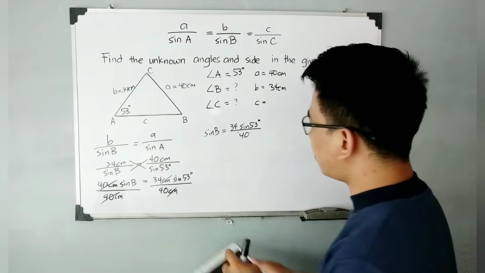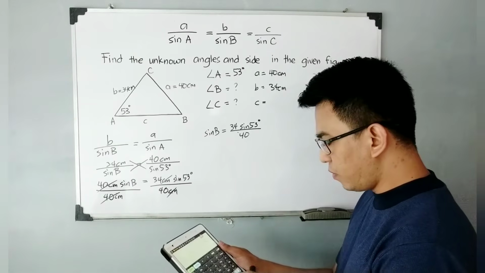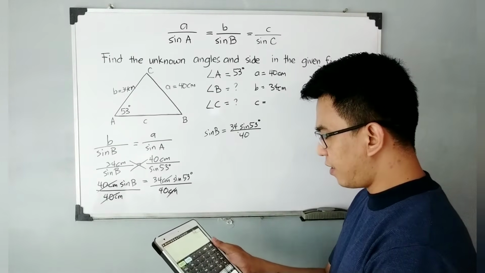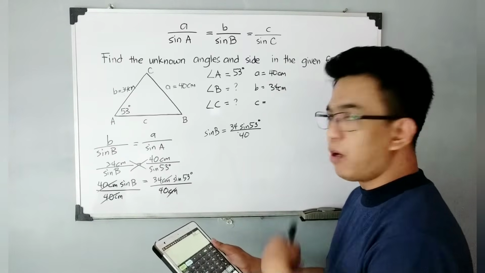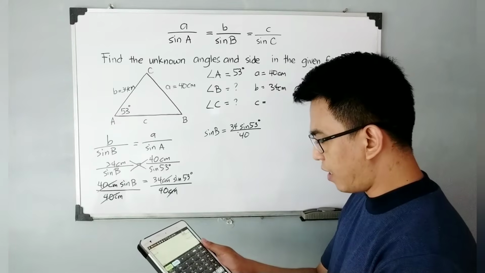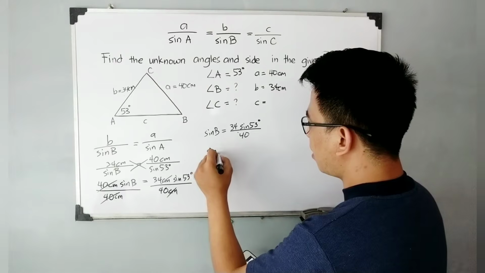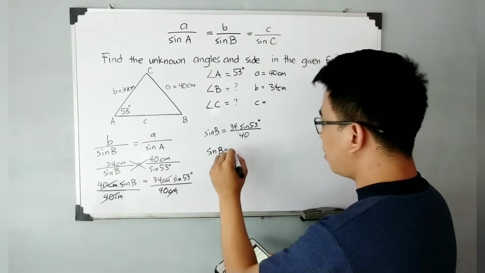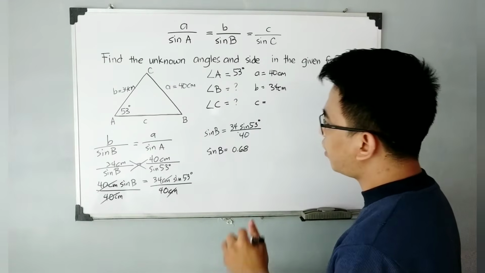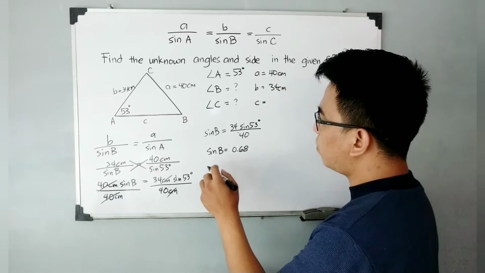So, para masolve natin to, i-press nyo lang sa inyong calculator. You have 34 sine 53 degrees, and then may makuha kayo dyang value divided by 40. Diretso na natin. So, it will give you sine B is equal to 0.68. Niround off ko na siya. Ngayon, target natin is makuha yung angle. Hindi pa ito sagot natin. We need to find B.